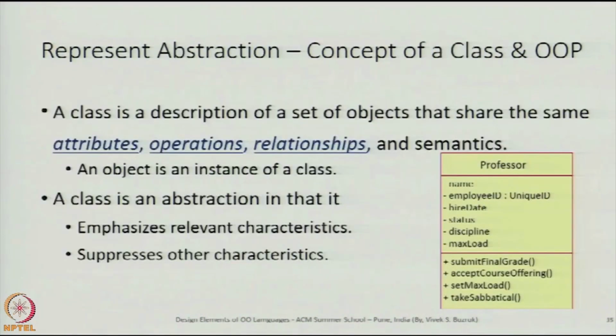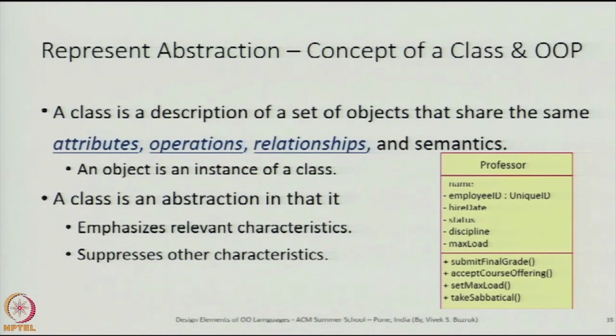You classify those objects, and that is where the class concept comes in, and that is basically the attributes, operations and relationships. Somewhere it is also called messages, but we will just keep it to attributes and operations. Relationships, obviously the professor is related to XYZ, and that is why relationships come into the picture. So it is an abstraction which emphasizes the relevant characteristics and suppresses the other characteristics. Okay, and that is what is important.